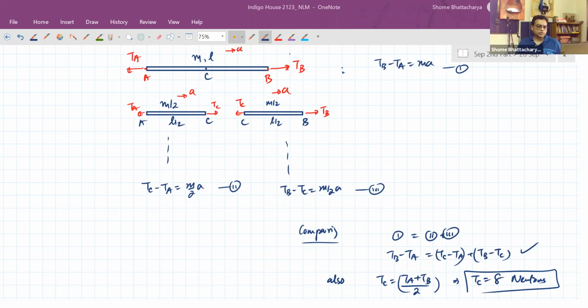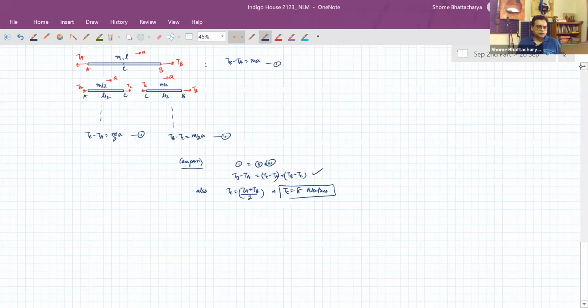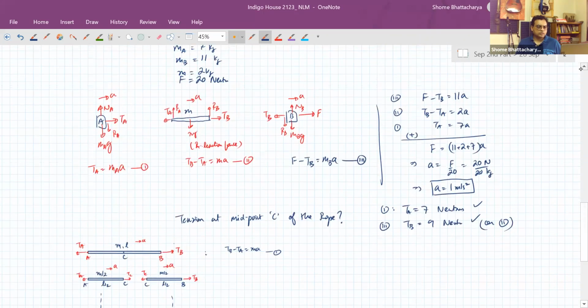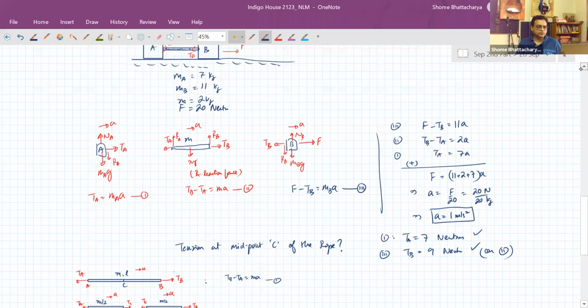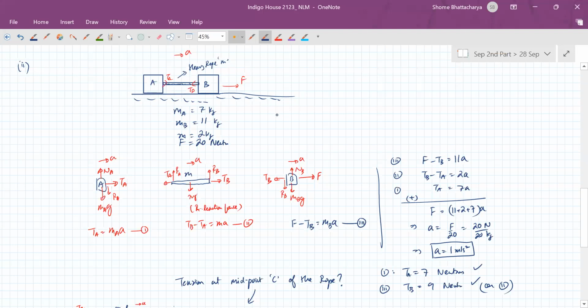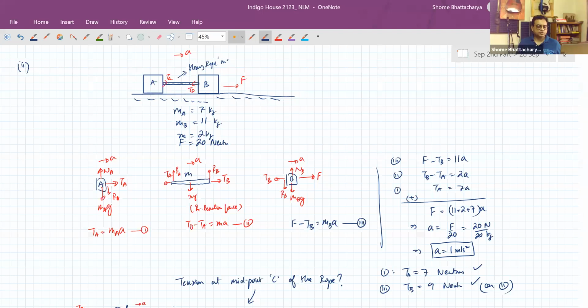Yes, I'll scroll up. This was how we found the tension in the midpoint of the rope. And earlier we had found the tension at the two ends of the rope, A and B, like this. So can you slide a bit down? Yeah, I will slide down. Let people finish with this part first. I'll come down in a moment.